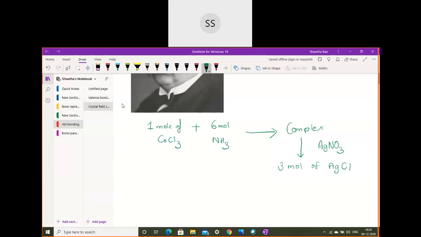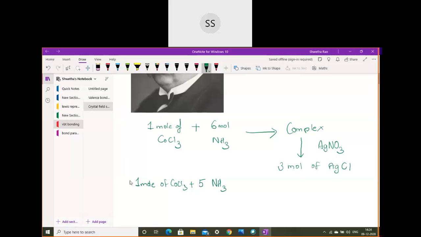So when he took this complex and made it react with excess of silver nitrate, what he observed is he got 3 moles of AgCl. So 1 mole of CoCl3, then 6 moles of ammonia he took, and then he got a complex and made that complex react with AgNO3. In that case, what he got is 3 moles of AgCl.